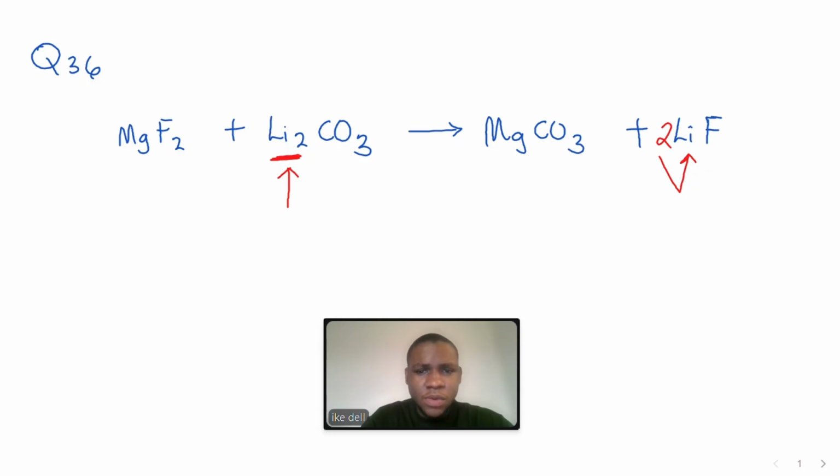Now for the CO3, that is also balanced because we have CO3 right here and we also have CO3 right on the other side. So already we're done, right? You see, it's not too difficult, is it? But the next ones will be quite difficult.